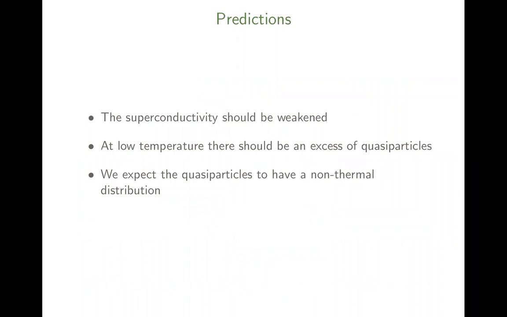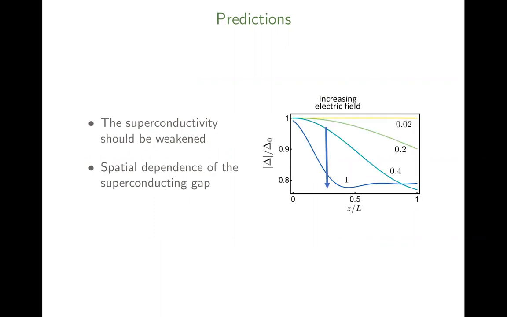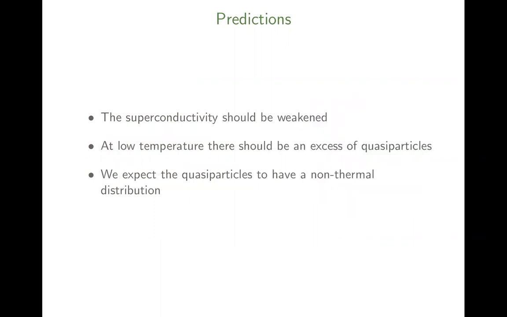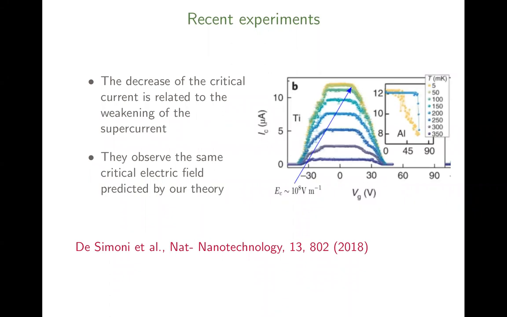Okay, we're here. So there are 2 points. The superconductivity should be weakened because of what I showed you here. At low temperature, there should be an excess of quasi-particles because the ground state is excited to this couple of quasi-particles. And so we also expect the quasi-particles to have a non-thermal distribution at low temperature because of this excess of quasi-particles in your state. And so here is what I tried to connect with an experiment.